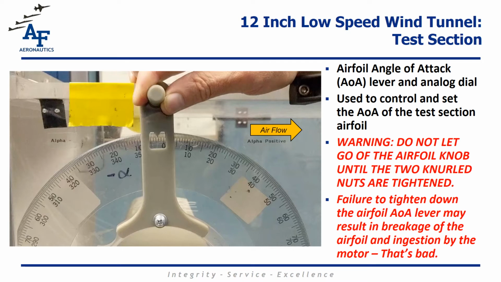The angle of attack is set by this lever and knob. Use it to set the angle of attack of the airfoil in the test section. However, please do not let go of this knob until you've tightened down the two knurled nuts pictured on the next slide. If the airfoil is allowed to spin freely in the test section, it could potentially break off, travel down the wind tunnel, and damage the fan and motor.